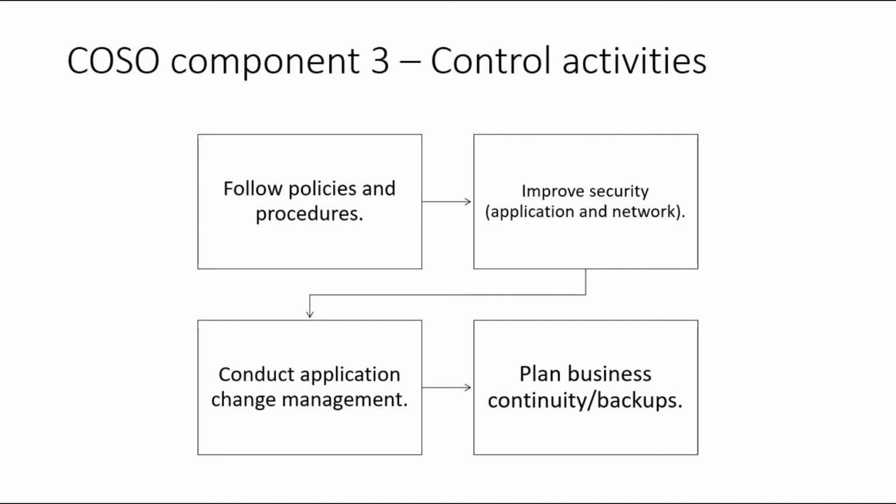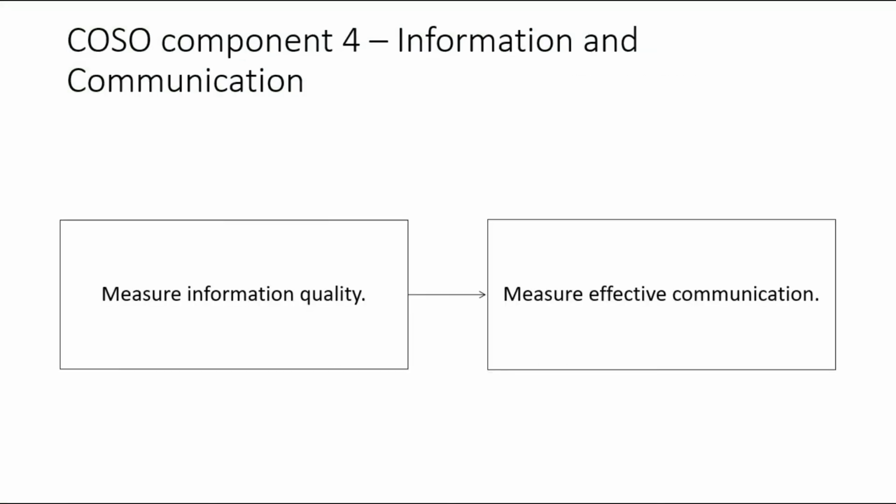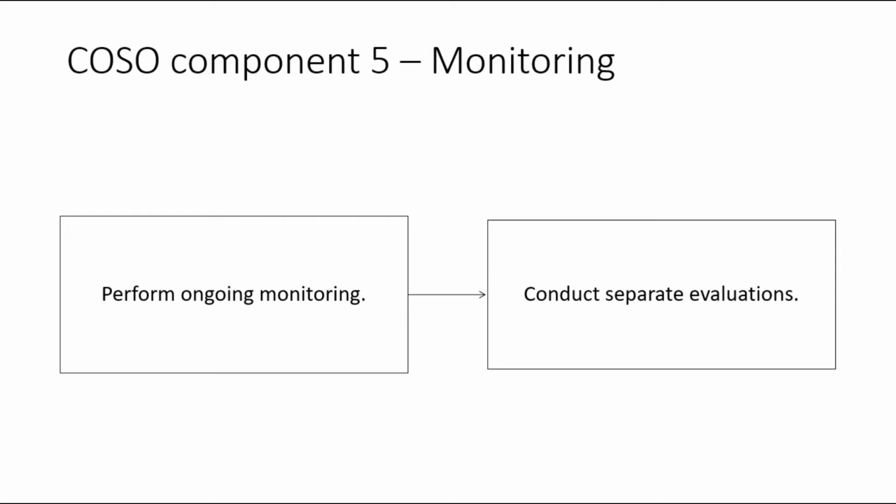The third component is about control activities. In controlling risk, the enterprise must follow policies and procedures that are enacted in that enterprise and keep improving security in relation to application and network, conduct application change management, and plan for enterprise continuity and backups. Fourth is about information and communication. The enterprise must measure information quality and measure effective communication consistently. Fifth is about monitoring, which is to undertake ongoing monitoring and to conduct separate evaluations.